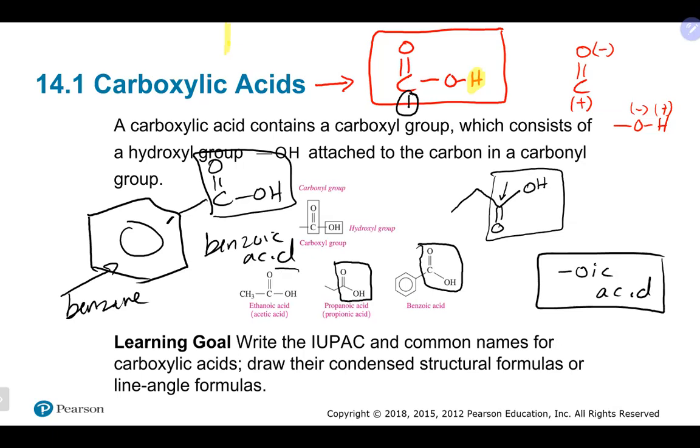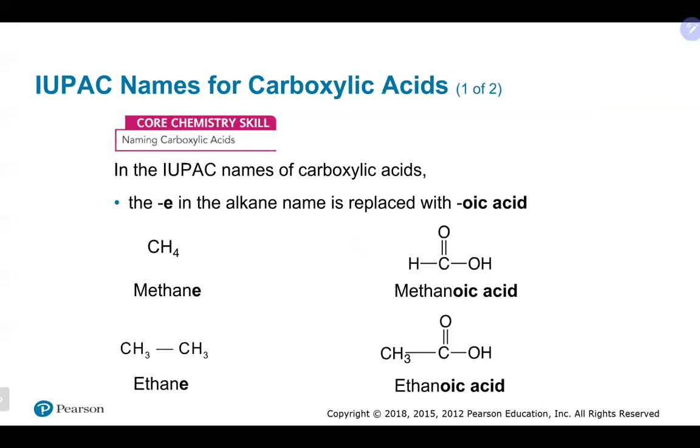Here, right here is two carbons, which is based off of ethane. And that would then be known as ethanoic acid. That's also acetic acid as a common name. And that's basically vinegar; it is the main component of vinegar. Any questions on that there? So here, as we can see, we drop the E, put the oic acid.